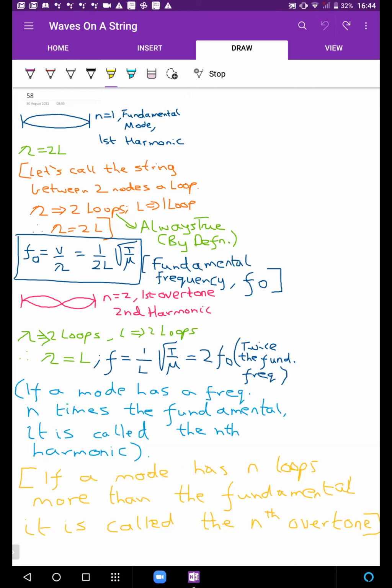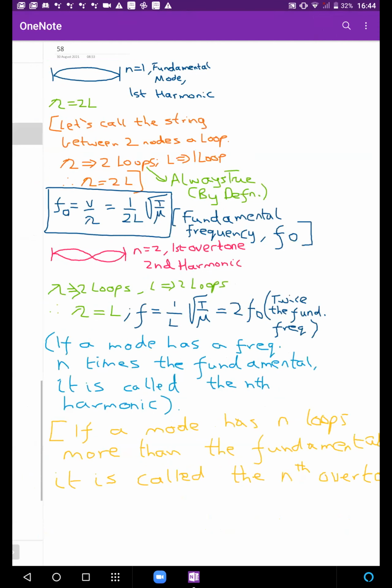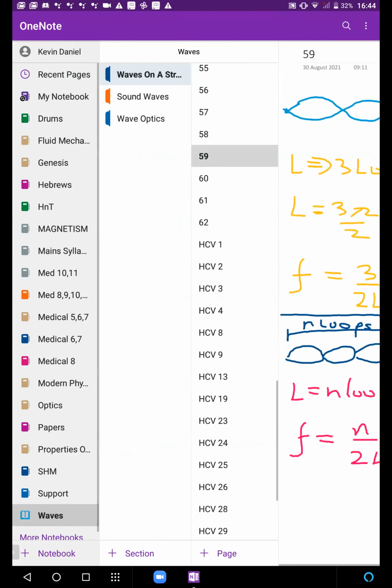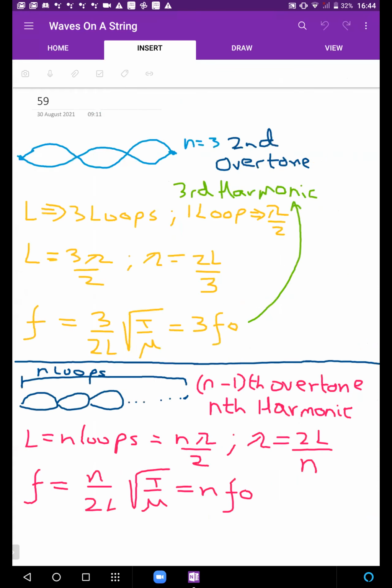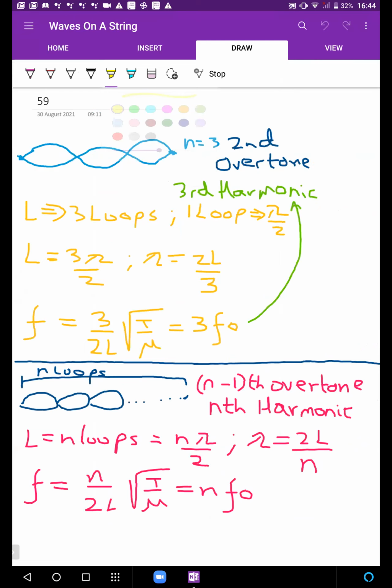और n loops के लिए, जितने loops हैं, फिर वेवलेंथ अकॉर्डिंगली, अच्छा वेवलेंथ कैसे लिंक करेंगे, तो हम बोलेंगे चलो length of this entire string is the length of n loops, and one loop itself is half of a wavelength, because a wavelength is two loops long. So one loop is lambda by 2.